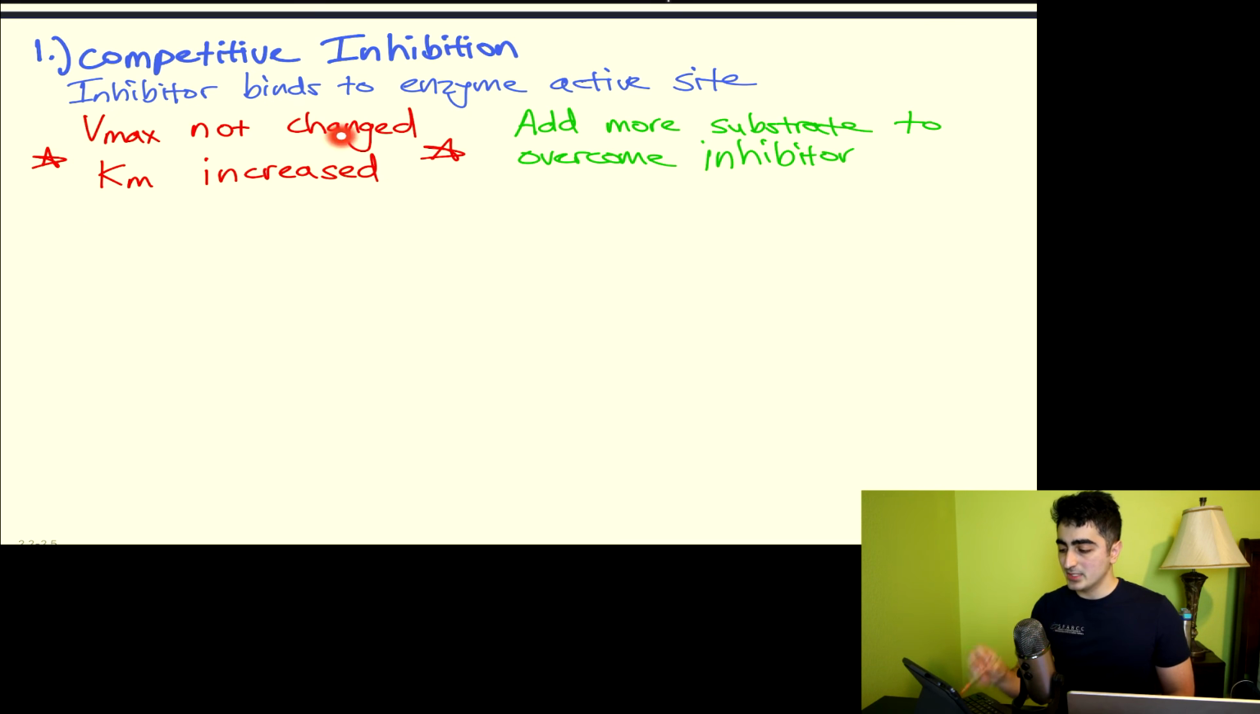But our Km is increased, because if you remember, Km is the substrate concentration at which we have half maximal velocity of the enzyme. We need more substrate to reach half maximum velocity, because this inhibitor is making it hard for us to reach our peak potential for our enzymes. So here you have to add more substrate to overcome the inhibitor. So what you have to remember is Vmax, no change; Km, increased.